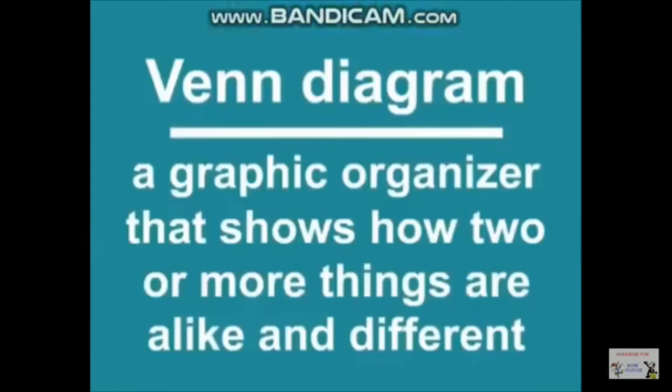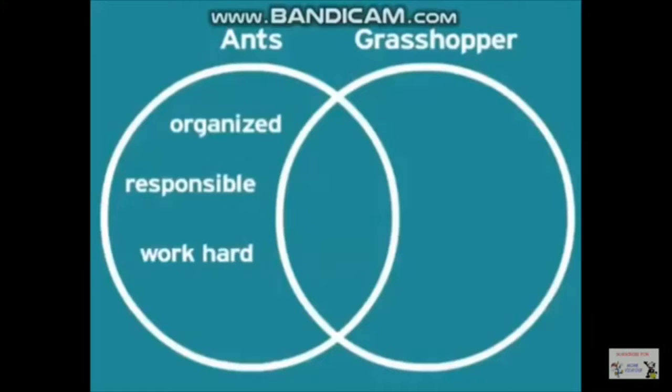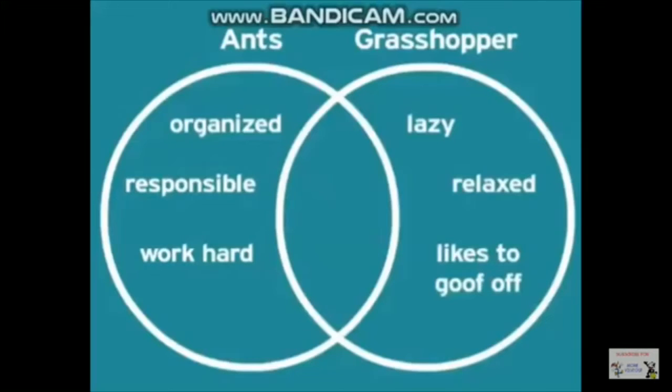A Venn diagram is a graphic organizer that shows how 2 or more things are alike and different. Let's see. The ants are organized, responsible, and they work hard. The grasshopper is lazy, relaxed, and likes to goof off. You write how the characters are alike in the spot where the circles overlap. Both the ants and the grasshopper are insects. They also need to eat to survive.